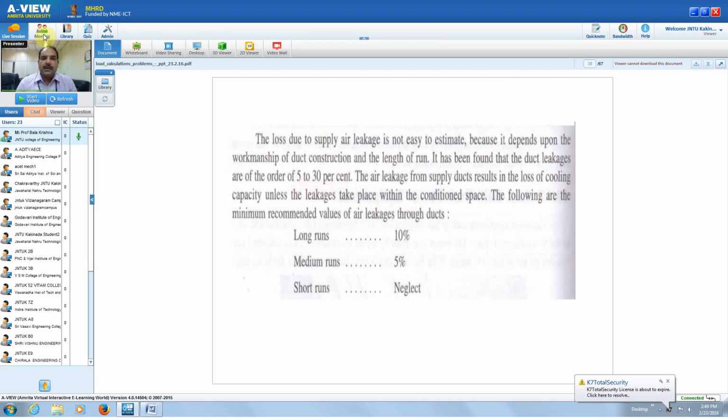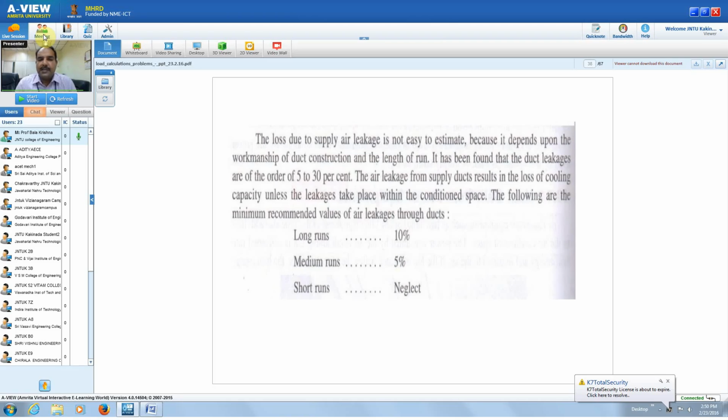The loss due to supply air leakage is not easy to estimate because it depends upon the workmanship of duct construction and the length of run. It has been found that duct leakages are of the order of 5 to 50%. The air leakage from the supply ducts results in a loss of cooling capacity unless the leakage takes place within the conditioned space. The following are the minimum recommended values of air leakage through the ducts.